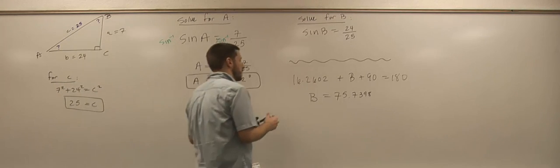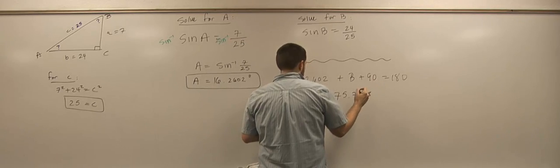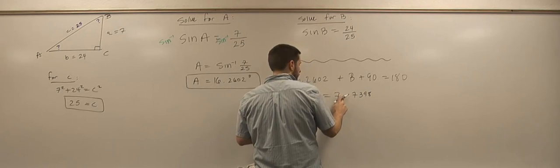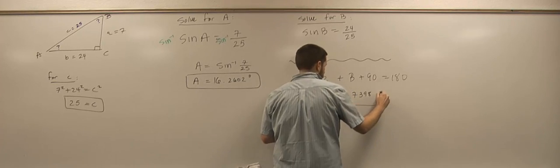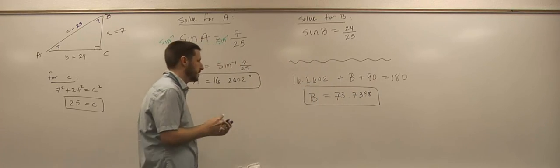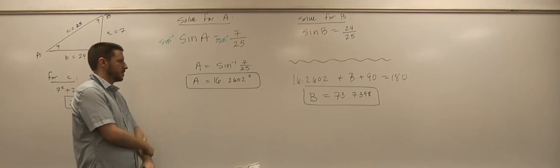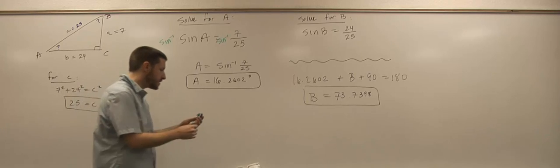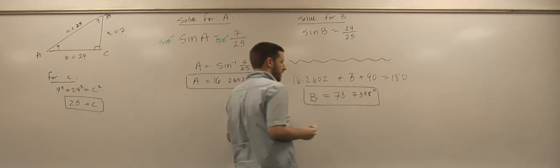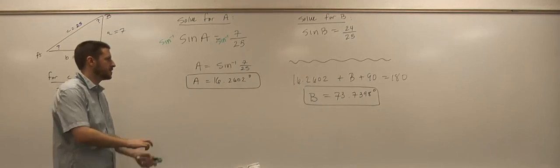I think I did that right. About 73. Oh, I did that wrong. Oh, yes, this is like 7, not like 4. Cool. Degrees. If I don't put degrees, then it means radians. So I put degrees.